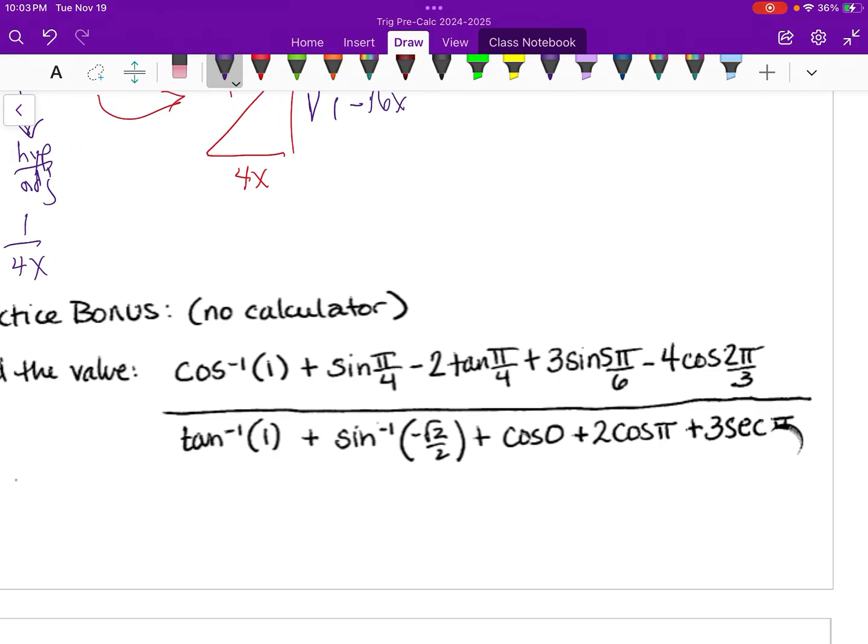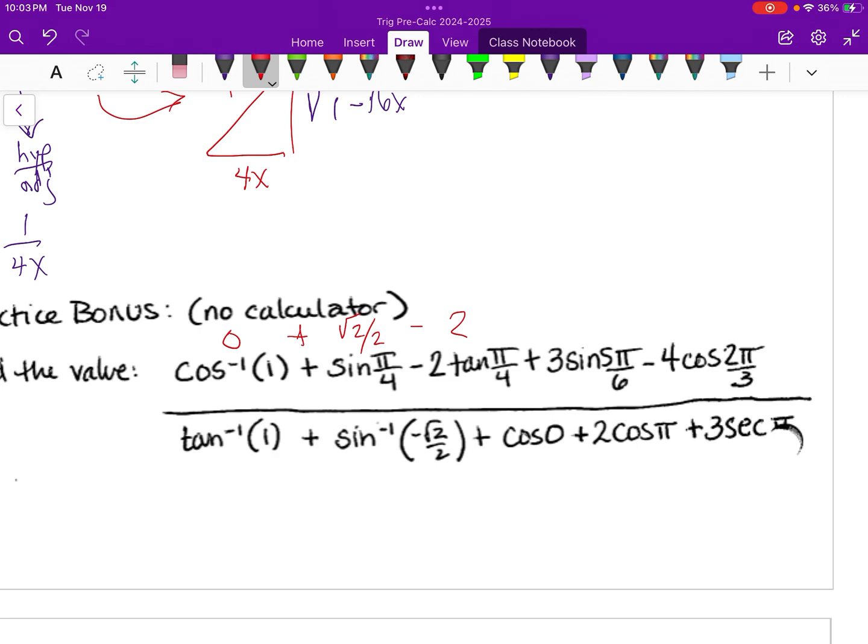This is all nothing more than just evaluations. Like, when is cosine 1? Cosine is 1 at 0. So that answer is 0. This one's root 2 over 2. This is 2 times 1, which is minus 2. On this one, this is a plus.